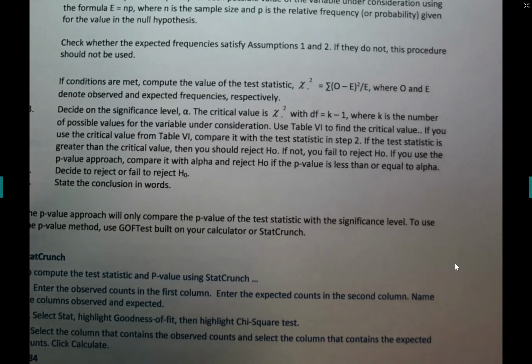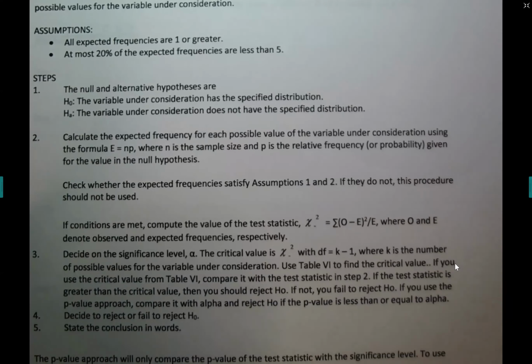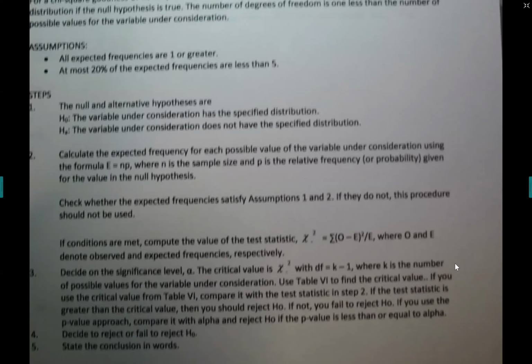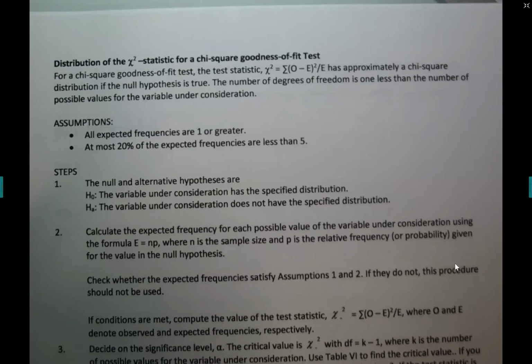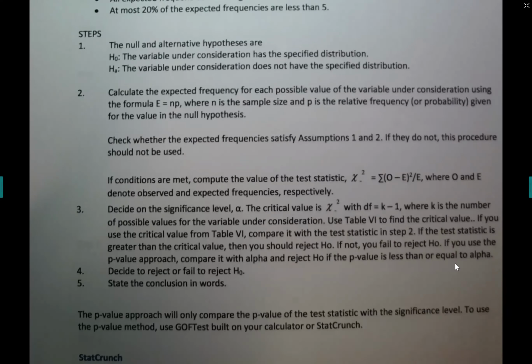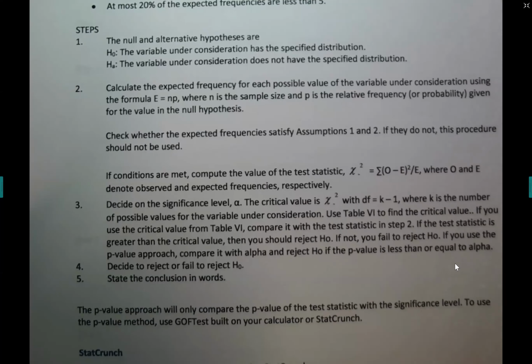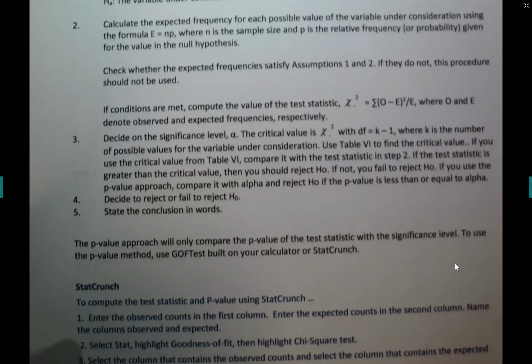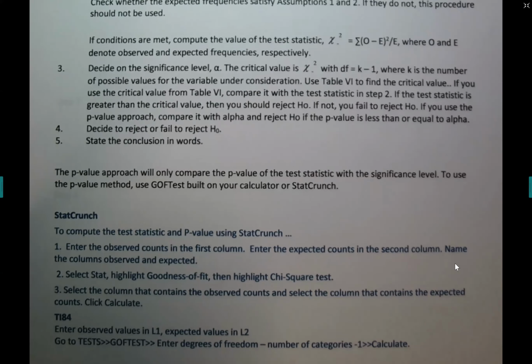So this is everything I talked about. The steps and how to find the test statistic are explained here, guys, so you can review this page. And for students who ask me about StatCrunch, here is the information on how to use StatCrunch to run a goodness of fit test. But for the calculator, this is what I'm going to be using today.